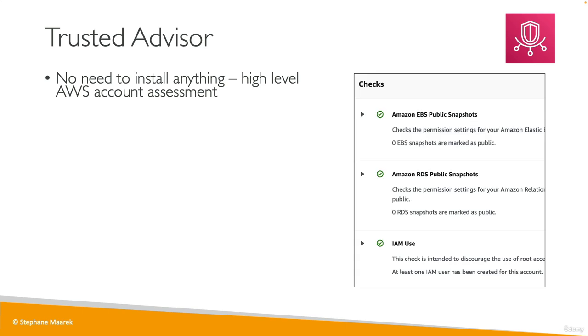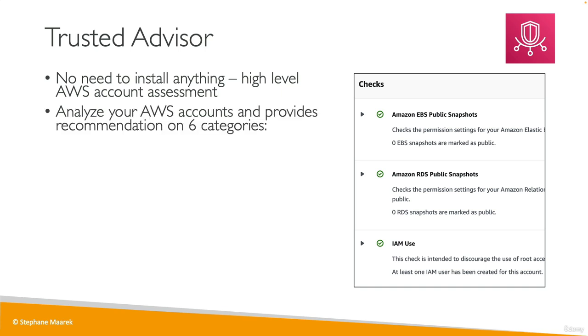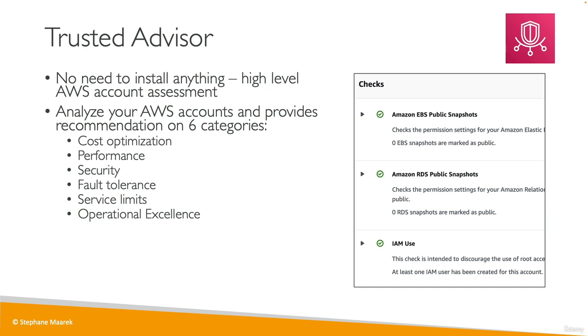The checks can be, for example, do you have EBS public snapshots? Or do you have RDS public snapshots? Or are you using the root account for your account? All these things are checked by Trusted Advisor, and they are grouped in 6 categories. We have cost optimization, performance, security, fault tolerance, service limits, and operational excellence.